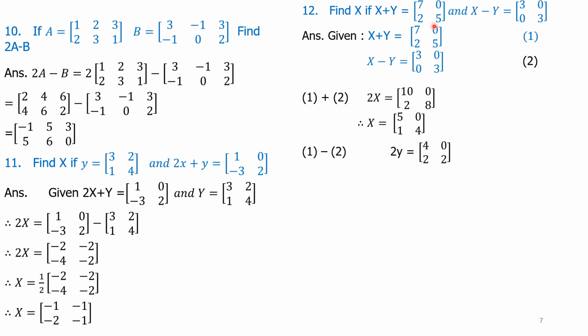Therefore, if we subtract equation 2 from equation 1, that is, the sign changes here, x and x get cancelled, we get 2y is equal to 7 minus 3, 4, 0 minus 0 is 0, 2 minus 0 is 2, and 5 minus 3 is 2. So this matrix, if we divide by 2, we get the value of y.